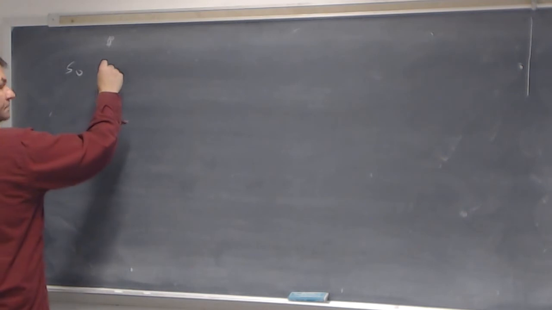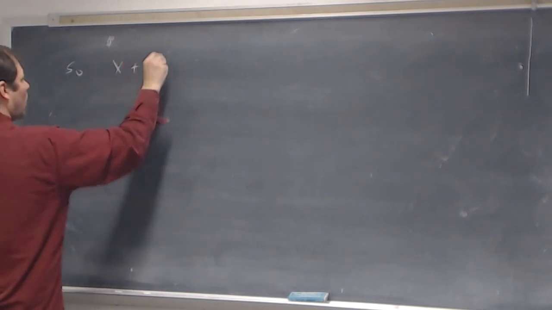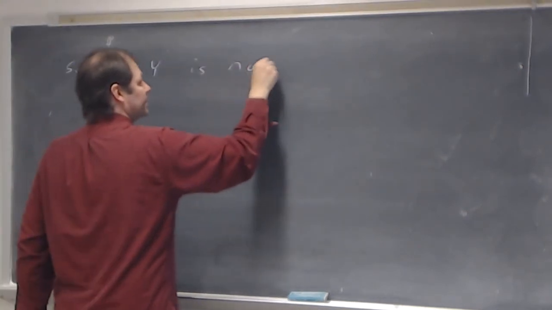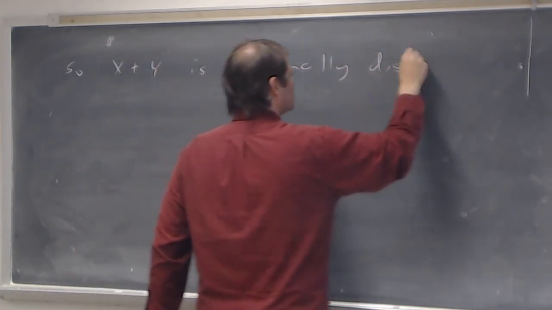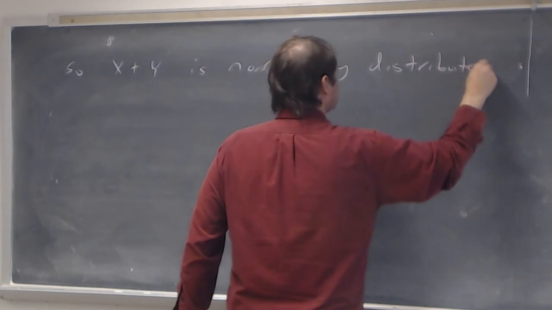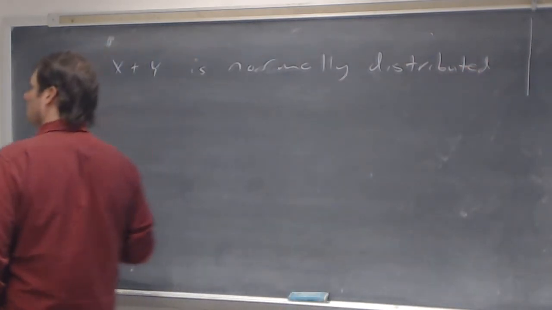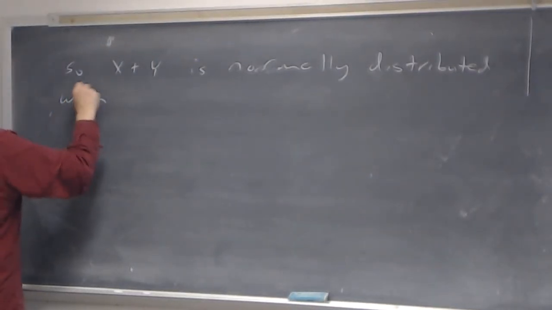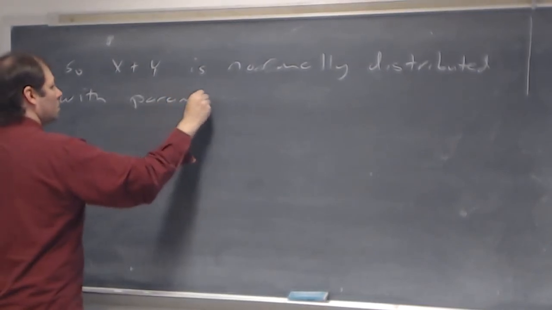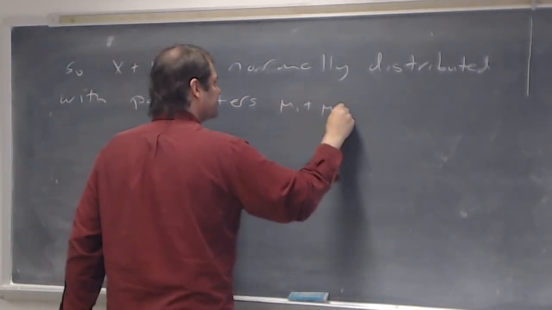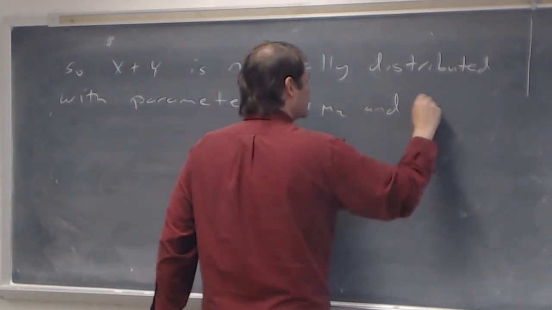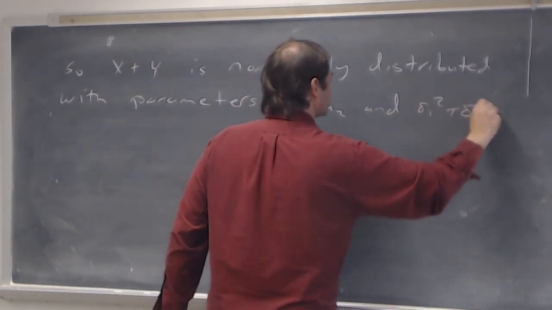So, x plus y is normally distributed with parameters mu sub 1 plus mu sub 2 and sigma sub 1 squared plus sigma sub 2 squared.